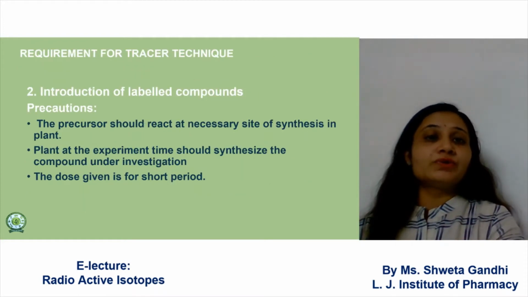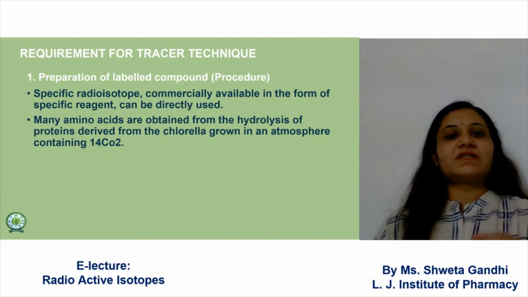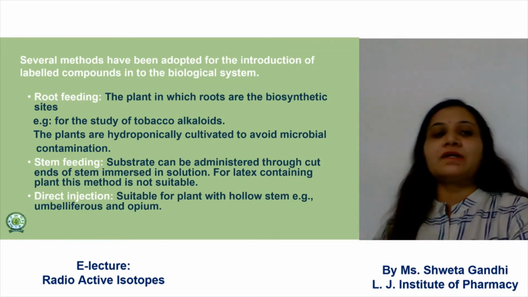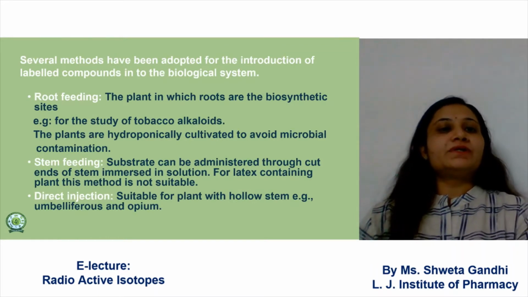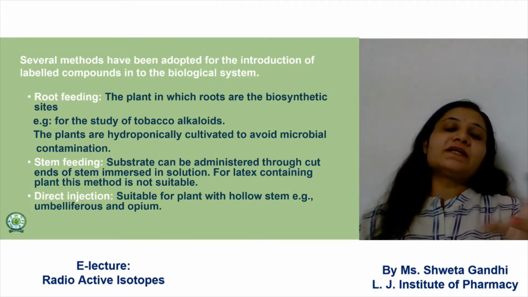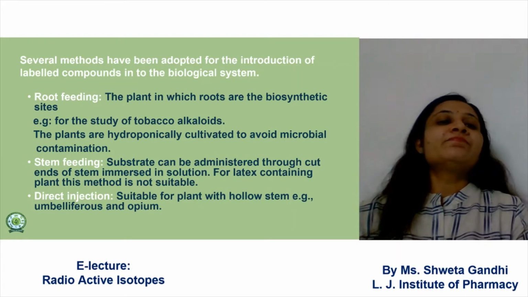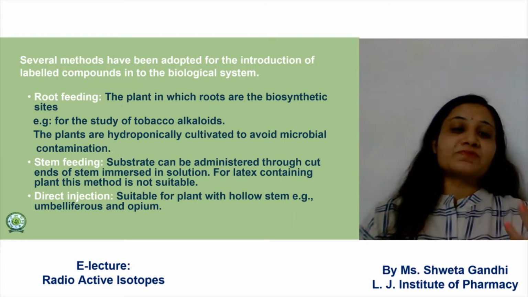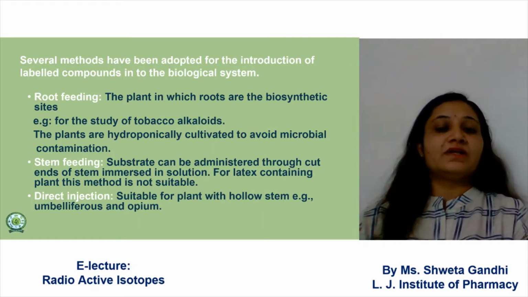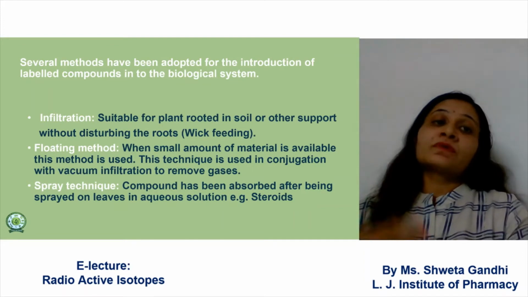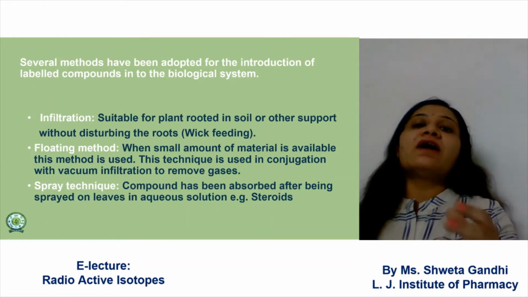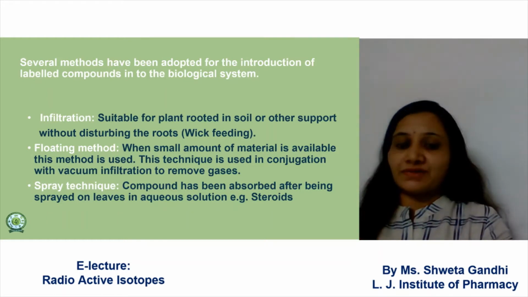Now, I have told you the introduction. First, preparation of the labeled compound. After preparation, introduction of the label. Introduction can be done by different methods. For example, it may be done by root feeding or stem feeding. For plants in which the roots are the biosynthetic sites, we can go for root feeding. If the substrate can be administered through the stem immersed in the solution, we go for stem feeding. Direct injection is also one of the methods. Other methods are infiltration, floating method, and spray techniques. I have explained all these in detail in our lectures.